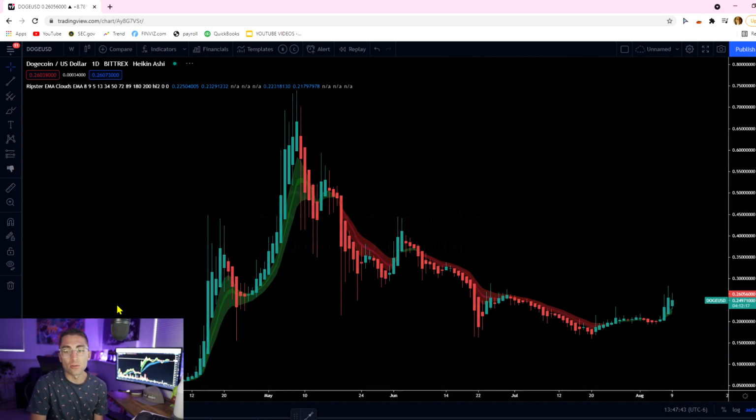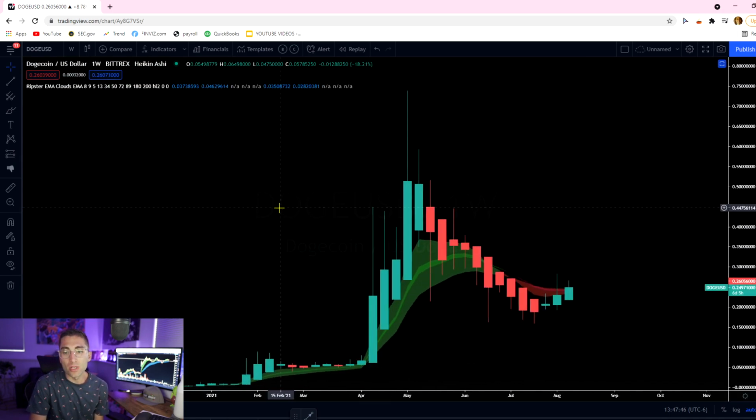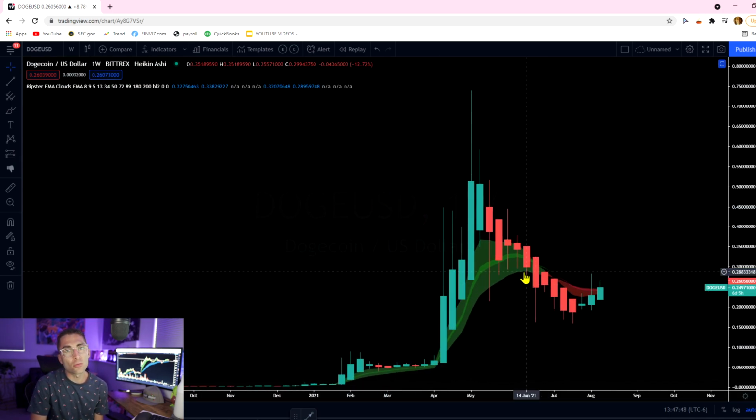So Dogecoin on the weekly, would we have bought it? Are we green on the weekly? Nope, we are still red. So this is telling me it's a short-term move. I don't know if I'd be holding this thing back up to 50 cents.